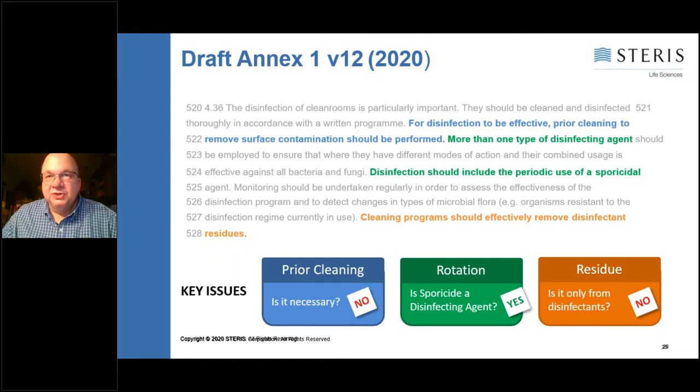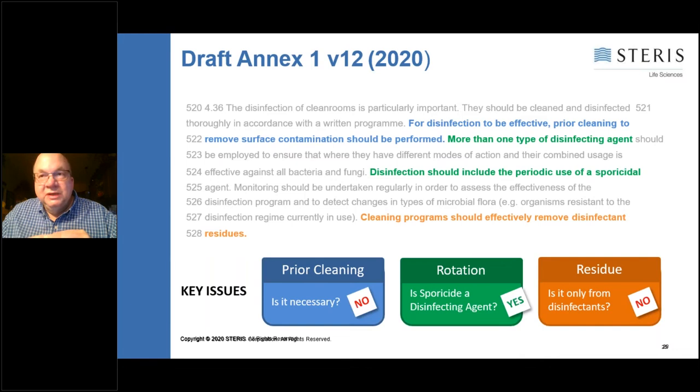In terms of rotation, when you take a close look at version 12 of Annex 1, it specifically calls out under line 524 that one of your rotational products should be effective against all bacteria and all fungi. And we know there are not going to be any disinfectants that fit that bill. So we do recommend a sporicide as part of your rotation. In fact, yesterday, Tim Sandel, on his cleaning and disinfection webinar, said the same thing.